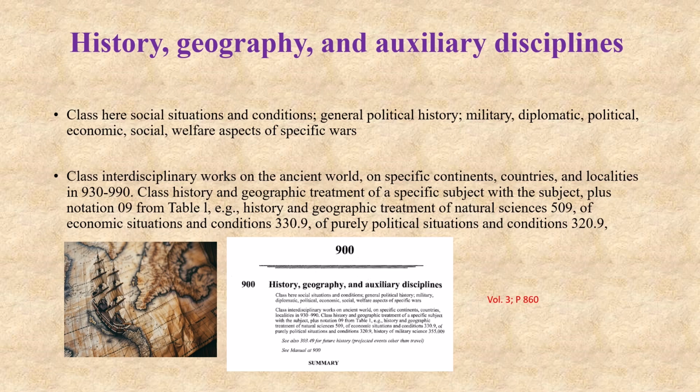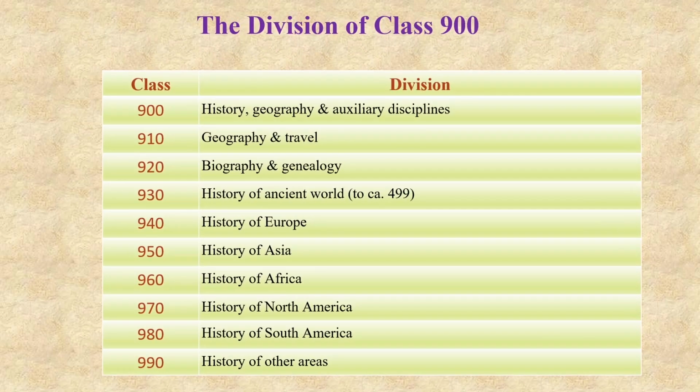Geography and travel comes under 910 to 919, dealing with cartography, regional geography and travel descriptions. History by region, that comes under 930 to 999, categorizes historical events and civilization by location. A screenshot from the schedule is given here, from page number 860 of volume 3, for better understanding of this class. Now see the division of class 900.